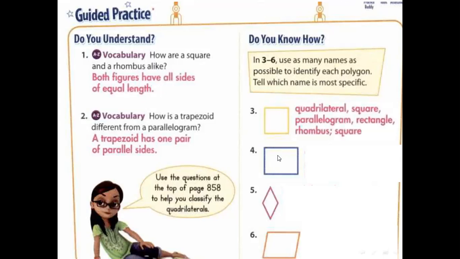Question number four, this shape is called a rectangle. And a rectangle we can say is a parallelogram. So rectangle, parallelogram and quadrilateral. So quadrilateral here, parallelogram, rectangle, and the specific name is directly rectangle.